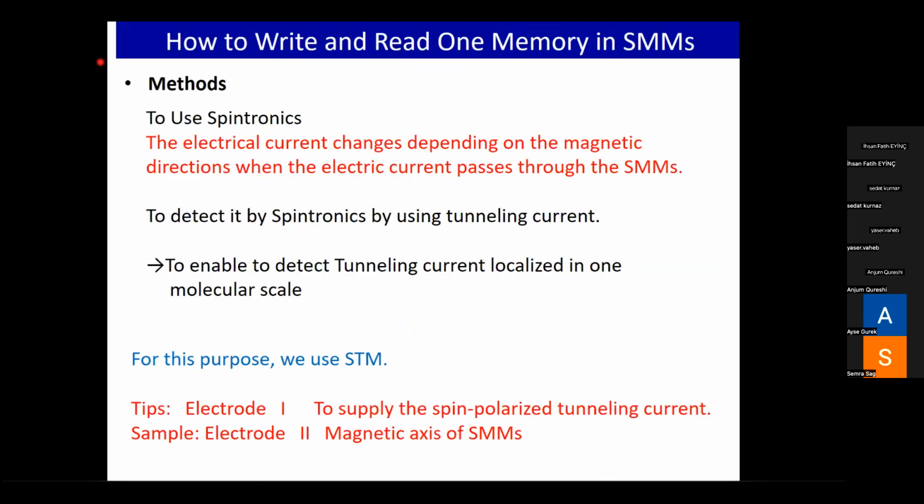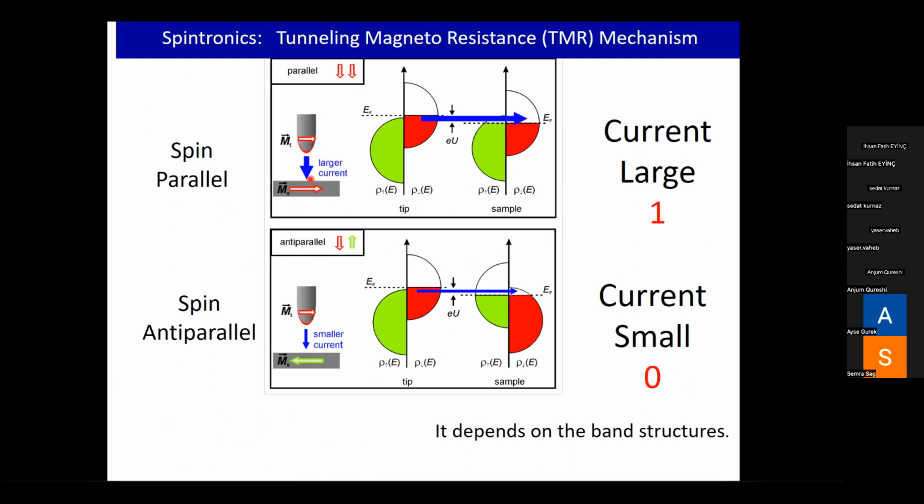So how do we write and read one memory in a single molecule magnet? In this case, the tip is an STM tip, which is electrode 1. The sample is a single molecule magnet. This is electrode 2. So we use electrode 1 and electrode 2 instead of a classical magnet. We use a single molecule magnet. So the spin of the tip and the spin of the single molecule magnet are parallel in the tunnel magnetoresistance, high conductance. So definition 1.